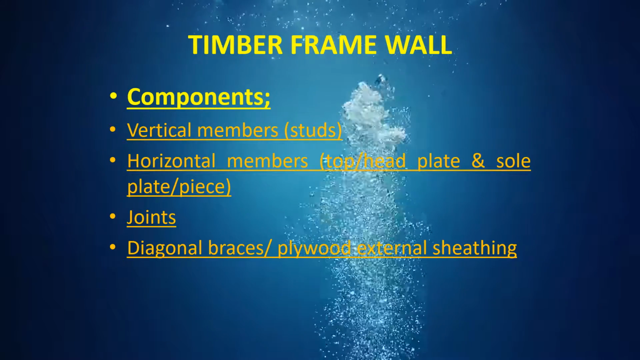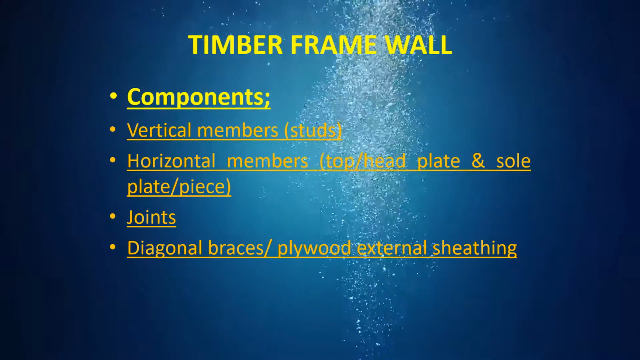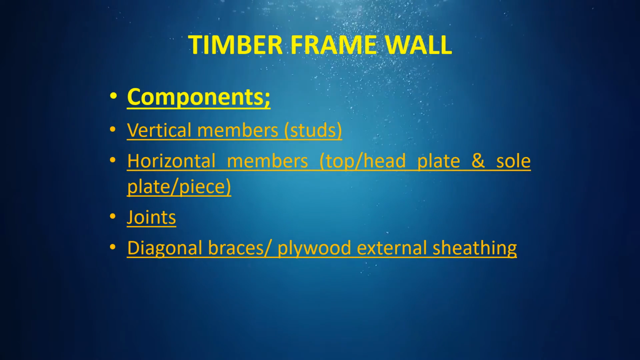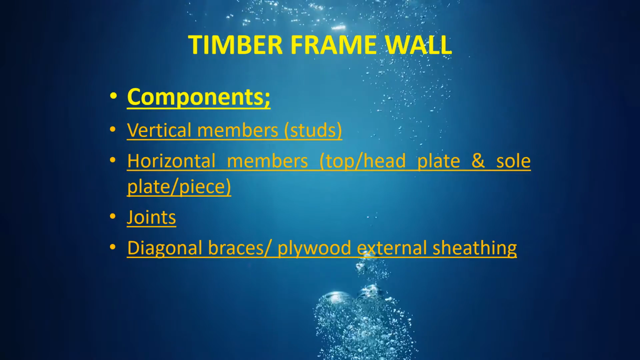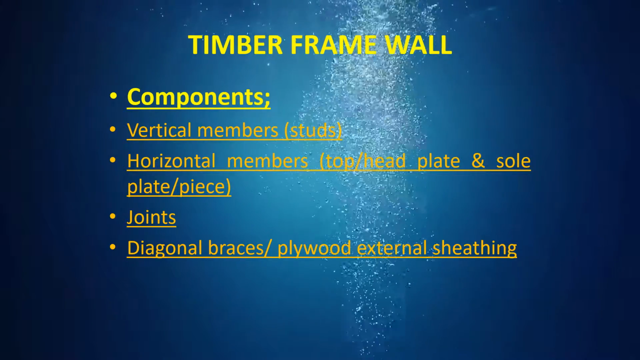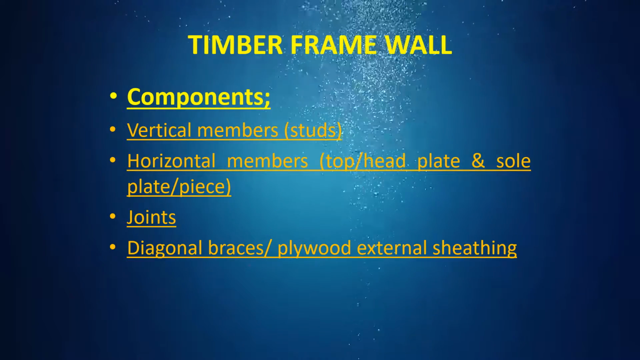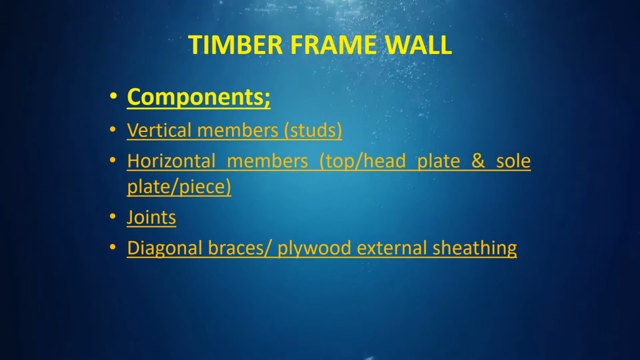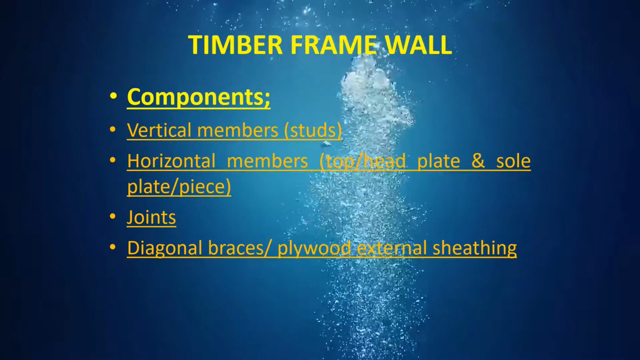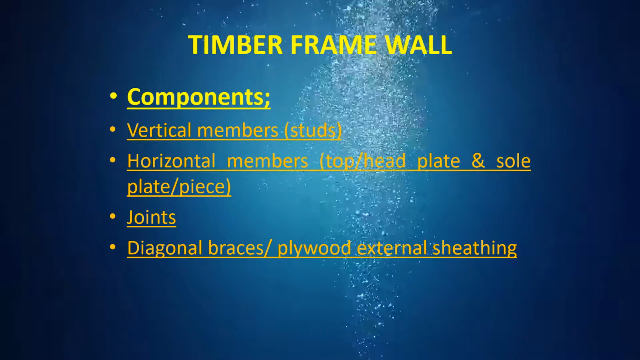Number two, horizontal members such as top head plate and sole plate or piece. Number three, joints. Simple butt and nail joint, such that the frame is non-rigid, therefore requires bracing. Number four, diagonal braces or plywood external sheeting. This is to stiffen the structure.